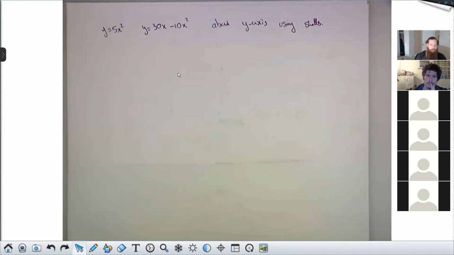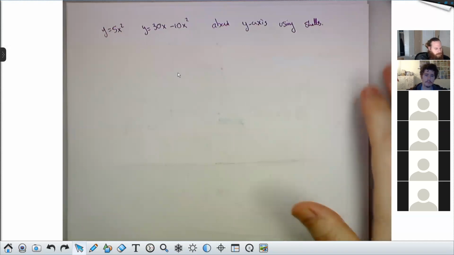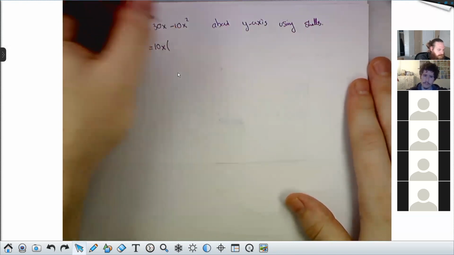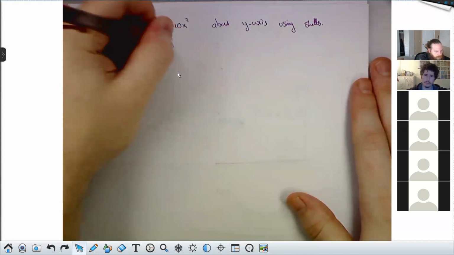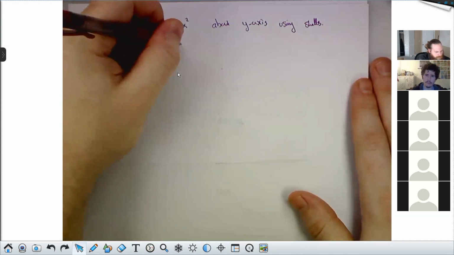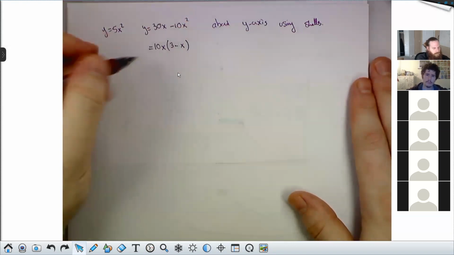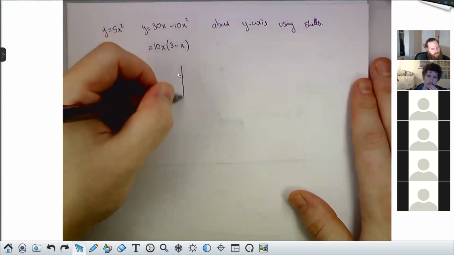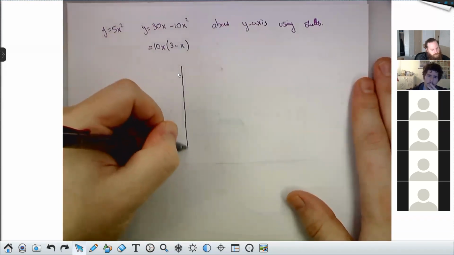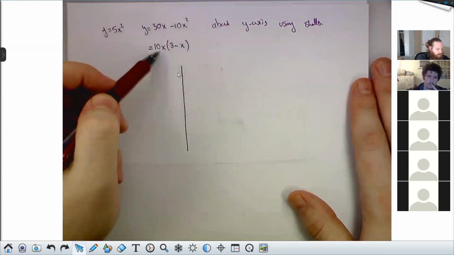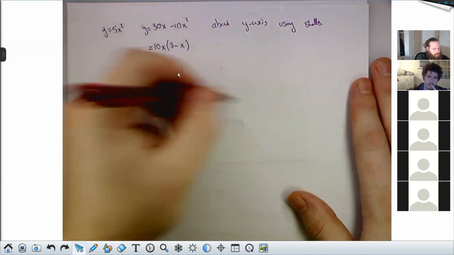All right, so we know we want to use the method of cylindrical shells. We should take a look at what these graphs are. To help with that, I'm gonna factor 10x out from this first guy, and what's left will be 3 minus x. So my first guy is like x squared, just stretched vertically by a factor of 5. And my second guy is a parabola opening down, having x-intercepts at 0 and 3.